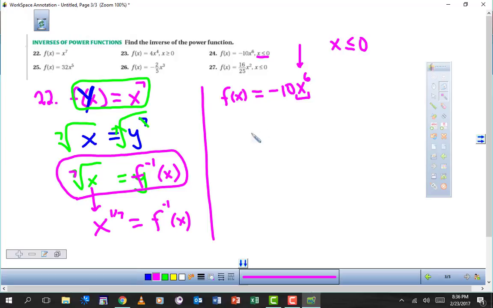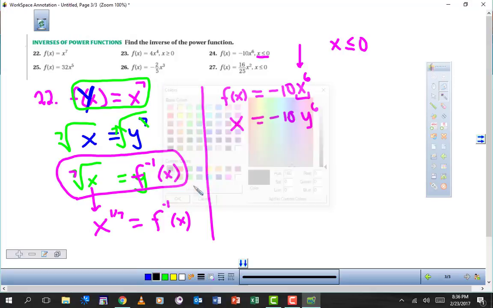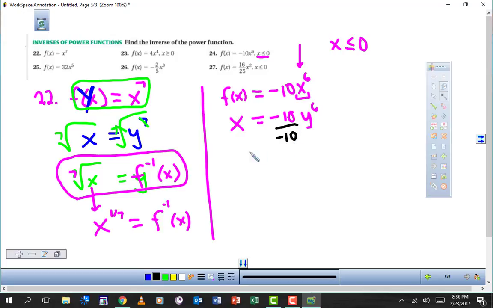Let's see what happens when we switch the variables this time. So if I put an x here, and I have -10 y to the 6th power, what I want to do is solve for y. I'm going to use a different color here. I'm going to divide by -10 here, and I'm going to divide by -10 here. And so when I do that, I get x divided by -10 is equal to y to the 6th power.